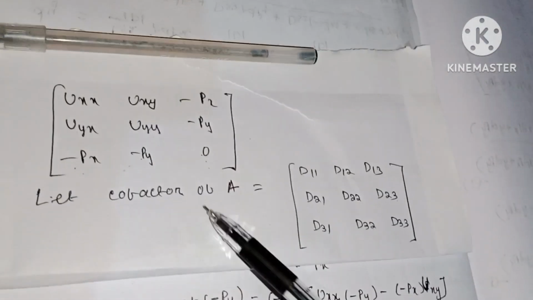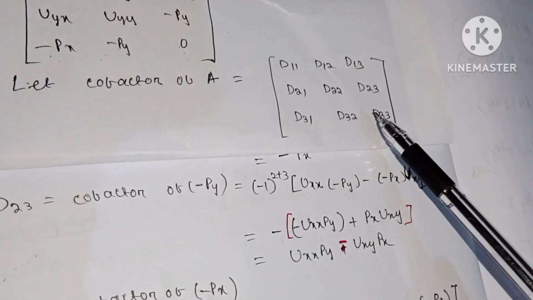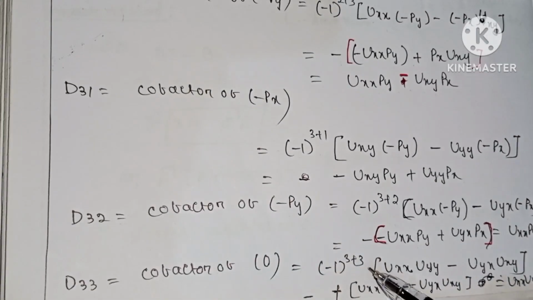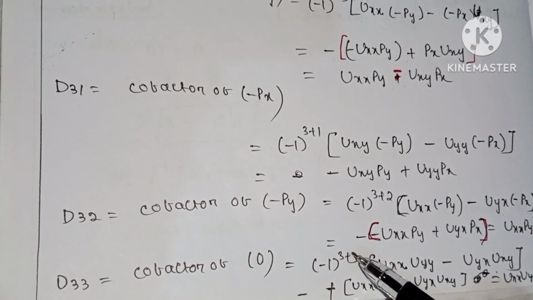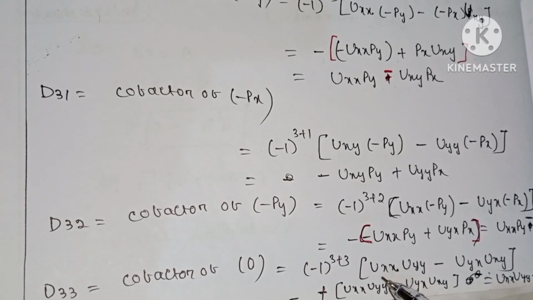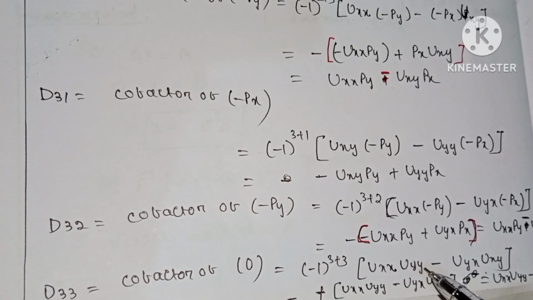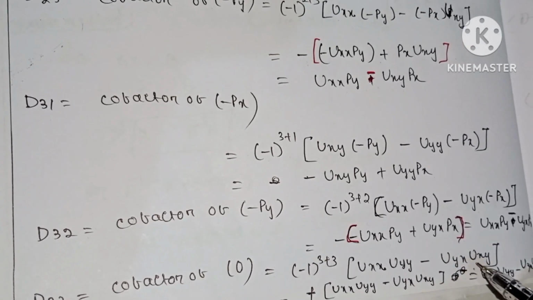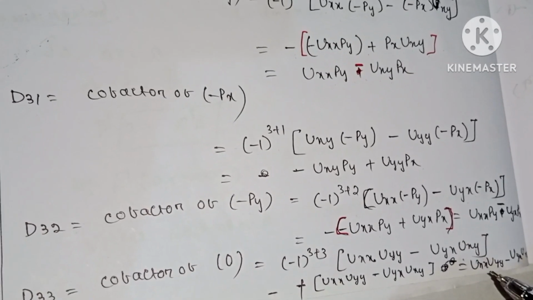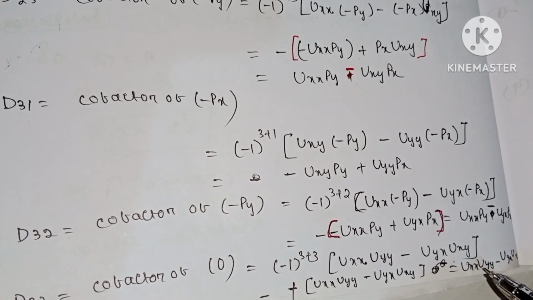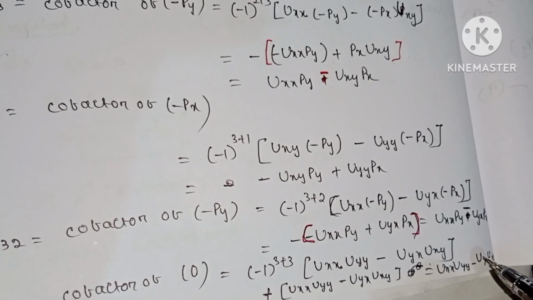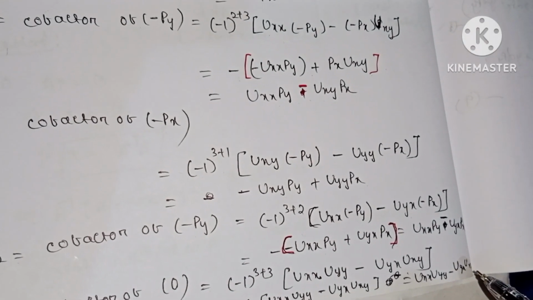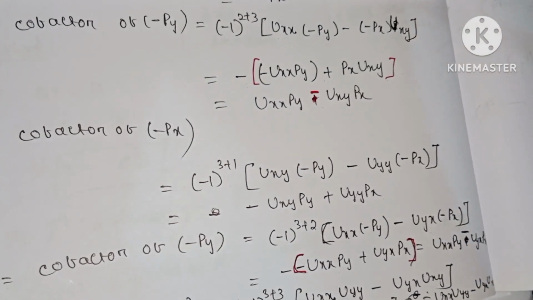Then the last is the cofactor of 0, that is d33, which is equal to minus 1 to the power 3 plus 3 multiplied by uxx into uyy minus uyx uxy. So finally we'll get uxx uyy minus uyx uxy.